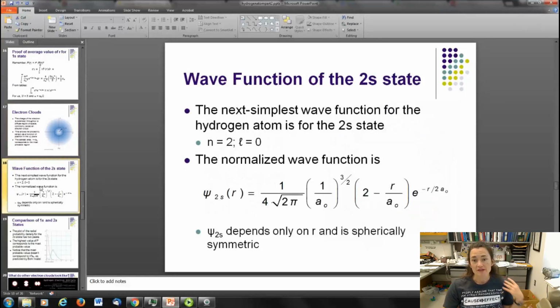Okay, well, the next simplest wave function for your hydrogen atom is your 2s state. So that corresponds to n equal to 2 and L equal to 0. Remember, S means L equal to 0. If you look at what your wave function is for that 2s state, it's displayed there. So you have 1 over 4 root 2 pi, 1 over a naught to the 3/2, 2 minus r over a naught times e to the minus r over 2a naught. Okay, this still is a spherically symmetric function that goes to 0 as r goes to infinity.